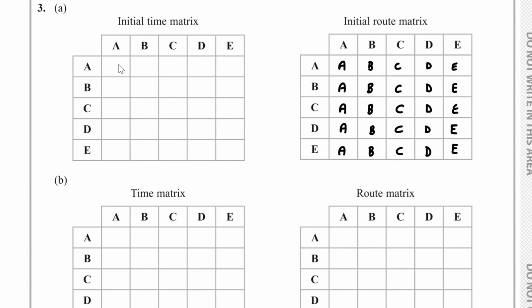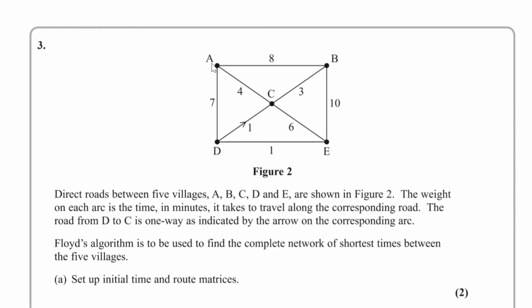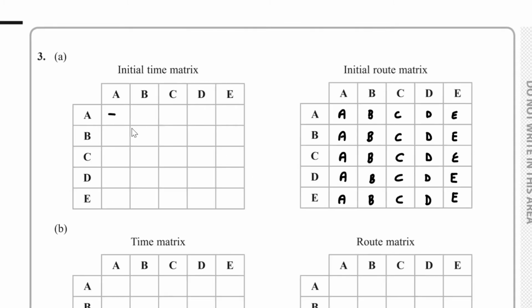Let's take a look at filling the initial time matrix. We can't go from A to A directly, B to B directly, C to C directly, D to D directly, and E to E directly. So we fill these in with a dash.